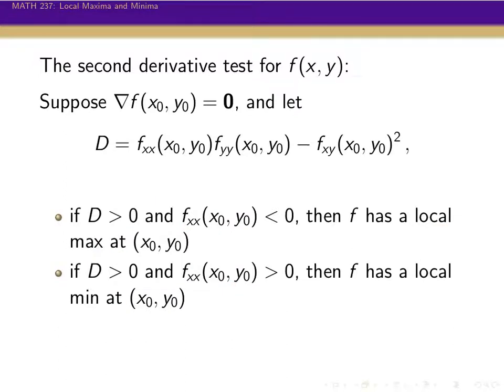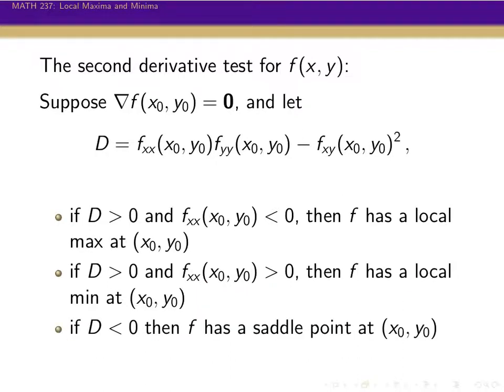If d is positive, but fxx is also positive, and so that also means that fyy is positive. So they're both concave up at this point. And so if they're both concave up, that's going to be a local min. Okay. But in 2 dimensions, we can actually get something else happening other than just a max or a min. And that's what's called a saddle point. And a saddle point happens whenever this d is negative.